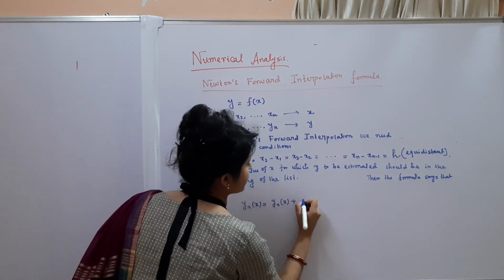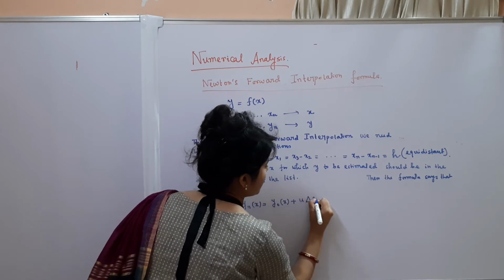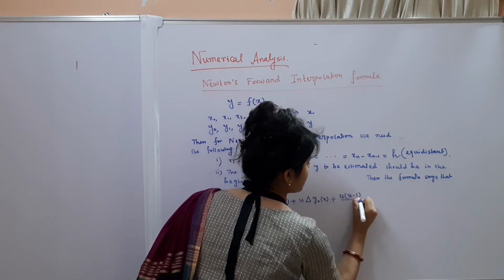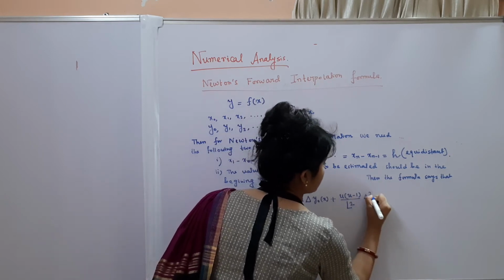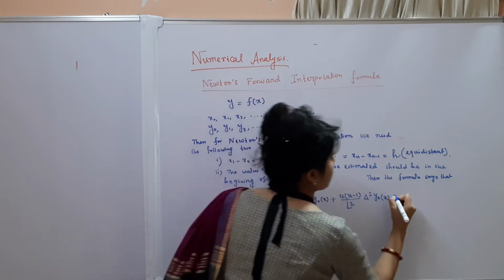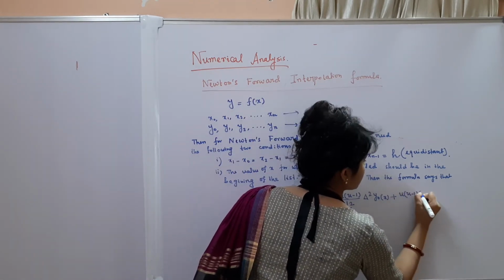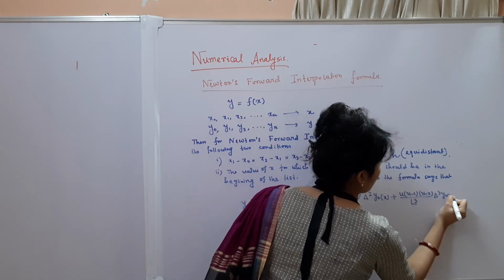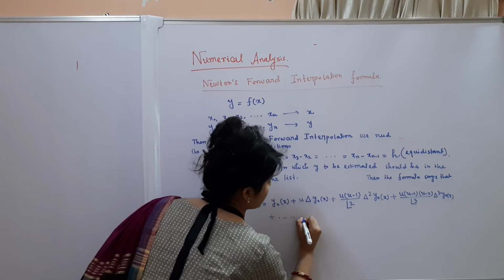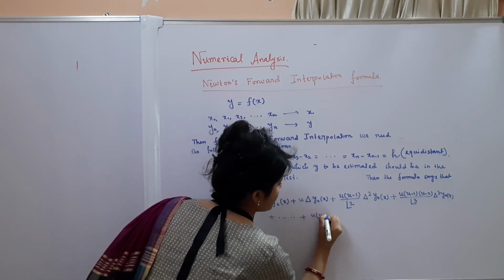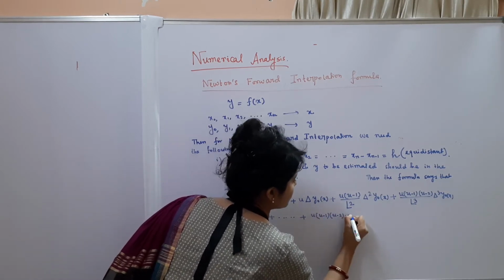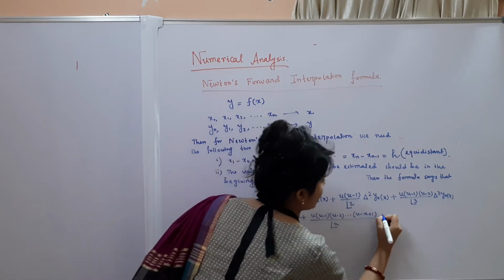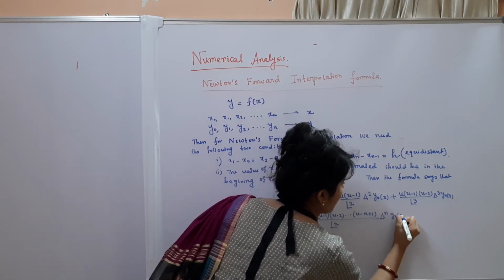y0(x) plus u into delta y0(x) plus u into (u minus 1) by factorial 2 into delta square y0(x) plus u into (u minus 1)(u minus 2) by factorial 3 into delta cube y0(x) plus up to u into (u minus 1) into (u minus 2) into (u minus n plus 1) by factorial n into delta n y0(x).